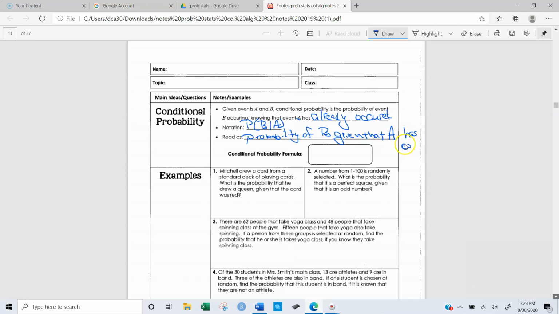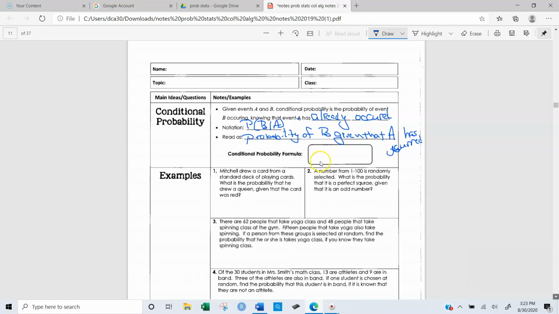I ran out of room, sorry. I can't even read my own writing. I don't know how you're going to read it. There we go. I spelled it wrong.